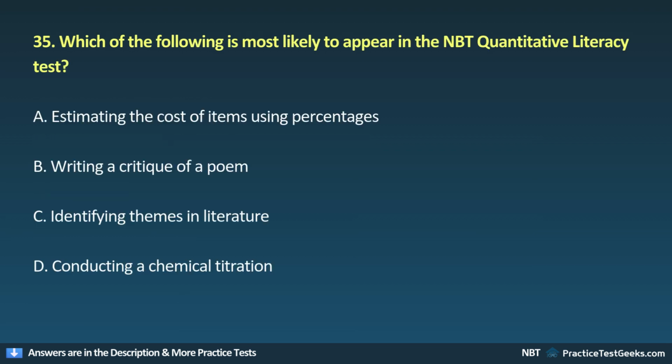35. Which of the following is most likely to appear in the NBT quantitative literacy test? A. Estimating the cost of items using percentages. B. Writing a critique of a poem. C. Identifying themes in literature. D. Conducting a chemical titration.